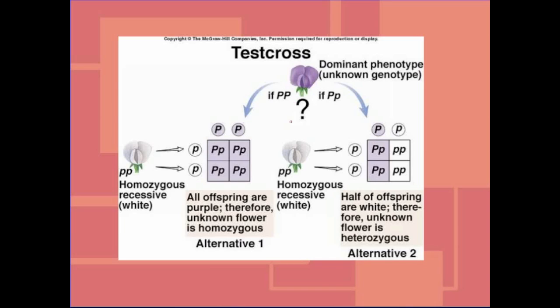So here we have an unknown genotype of a parent, and we need to cross it with a homozygous recessive. Here's the recessive. If it's homozygous dominant, the results would be 100% purple. So all of the offspring are purple. If the genotype were heterozygous dominant, then half of the offspring would be white and half of the offspring would be purple. So we are able to determine the genotype of the unknown parent using the phenotypes of the offspring.